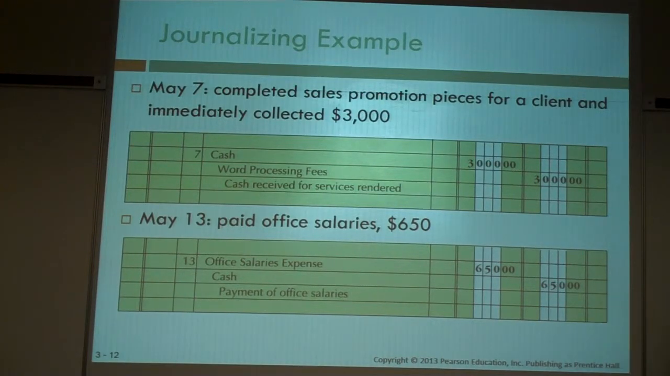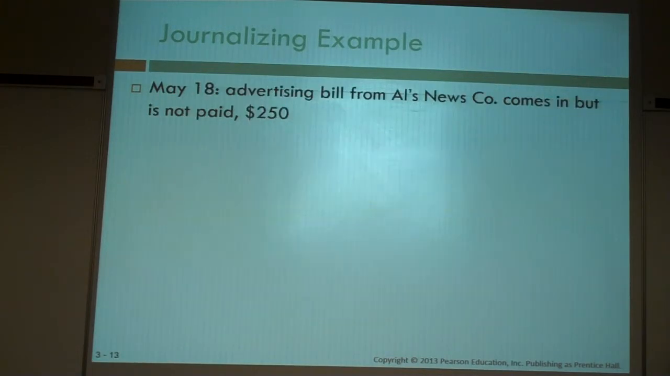Are we in balance again? Yes, ma'am. Our description was just payment of office salaries. On the 18th, advertising bill from Owl's News Company comes in, but we didn't pay it. We have to record it when we get it. If we're not paying it right now, what account is affected? Accounts payable. And accounts payable would be our debit or our credit? Credit. And what would be the debit? The advertising expense.